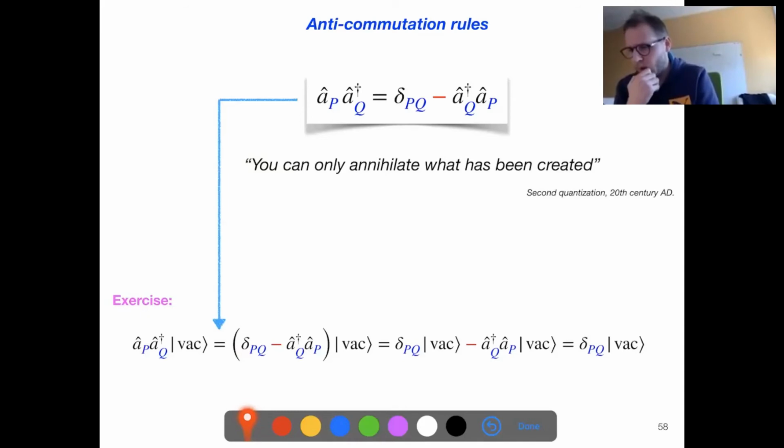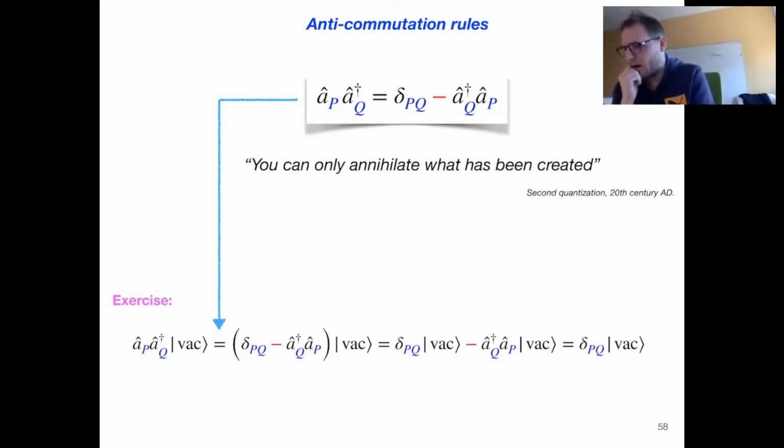Okay, so now we have two terms, so we can split them. You have the first term here with this delta PQ in front of the vacuum, and then the second term, the minus A_Q dagger A_P applied to the vacuum, which is what I wrote here. Now I remember that when I apply an annihilation operator on the vacuum, there is nothing to remove, so I should get 0. So this term disappears, and that's basically what it's about.